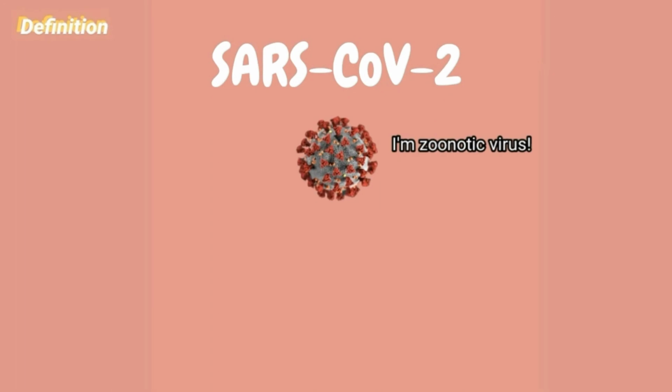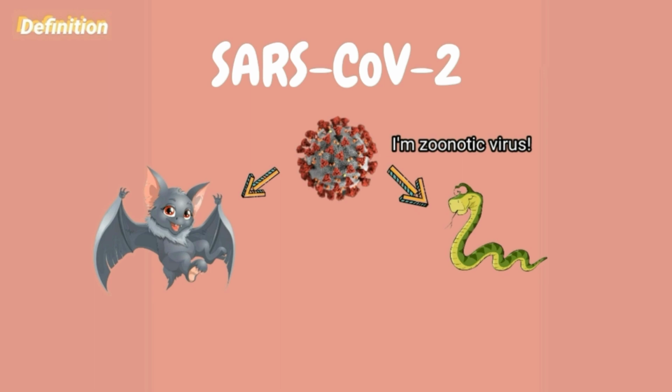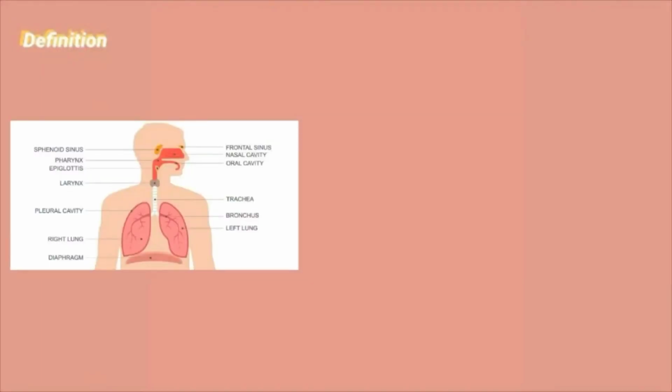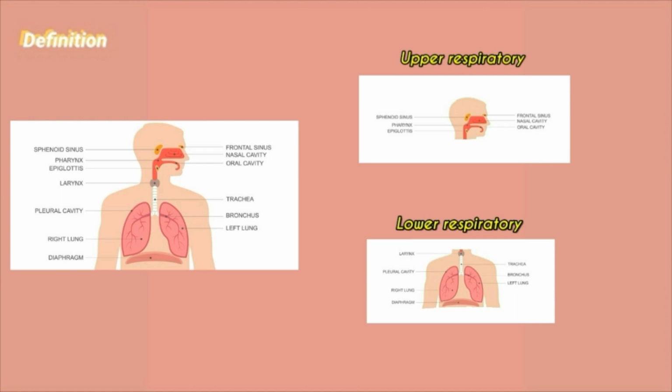Severe acute respiratory syndrome coronavirus 2, or as everyone calls it, coronavirus, is a zoonotic virus. This virus comes from animals like bats and snakes, but can be transmitted to humans. In humans, this virus can cause respiratory tract disorders, both upper and lower respiratory tract.